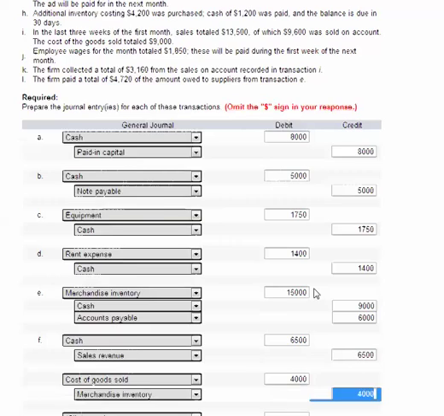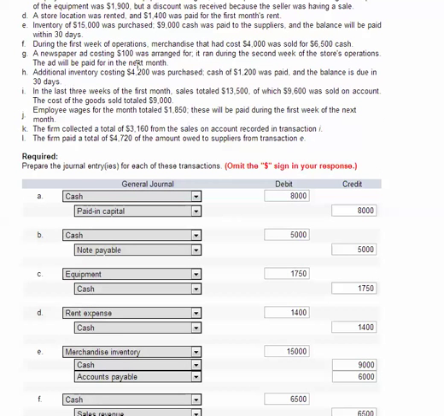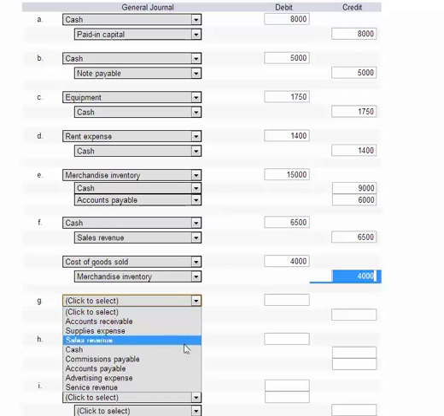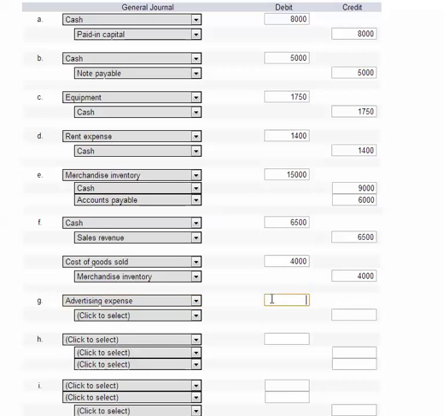All right, G, a newspaper ad costing $100 was arranged for. It ran in the second week of the store's operations. The ad will be paid for in the next month. So we're not paying cash today, we're going to pay for it next month. So what do we call that when we owe? It's a liability. It's going to be accounts payable. So we'll debit our advertising expense for $100 and we will credit our accounts payable $100.